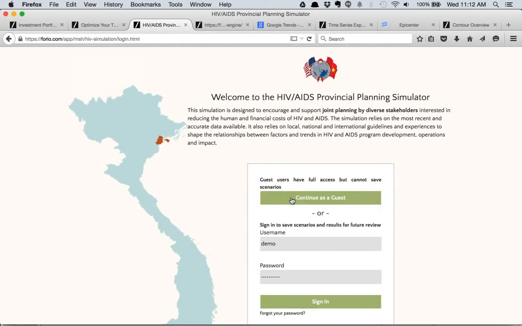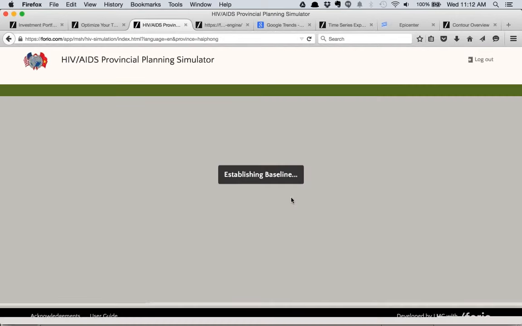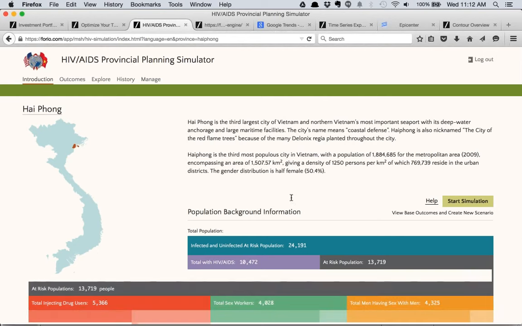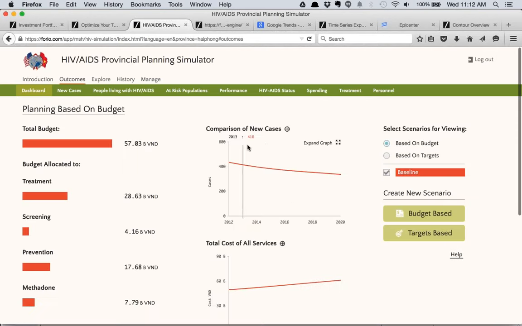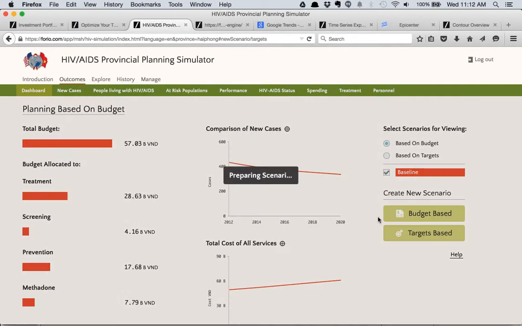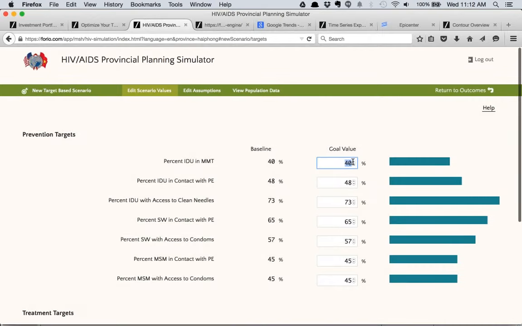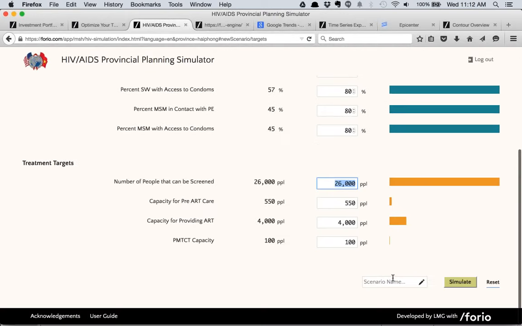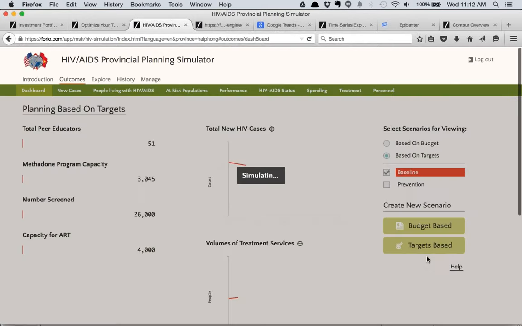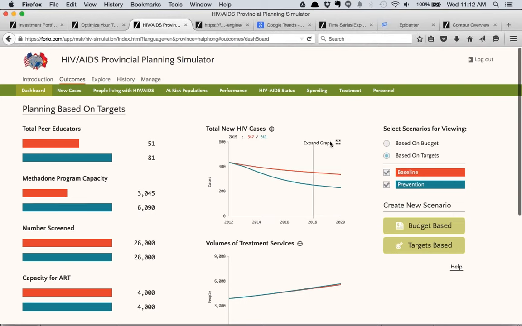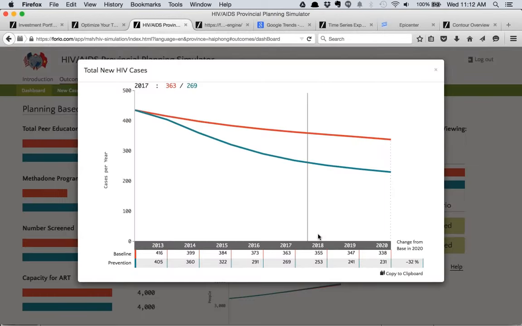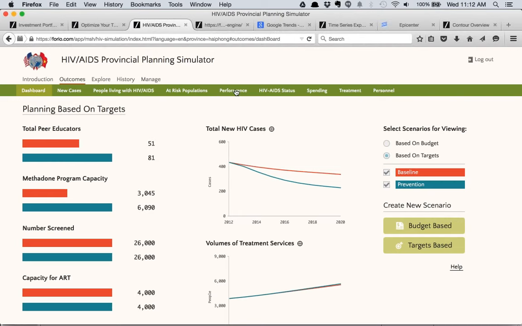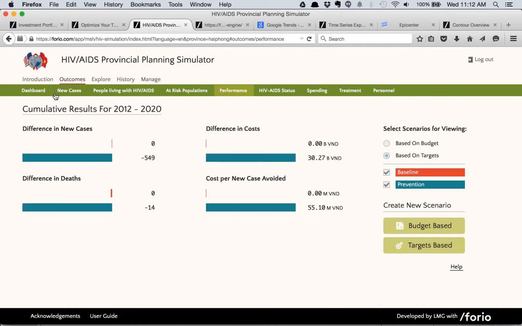I'll go into Haiphong right now as an example. And what this one does is a different style of simulation. What it's doing is looking at new cases, forecasting into the future, and I'm allowed to do some things like make some investments or make some decisions around what I want to focus on. If I focus on, for example, as I'm doing here, broadly on prevention, I can create a scenario. And I can then compare my prevention scenario against my baseline and look at sort of an expanded graph of this and get data out of it, and also compare results across multiple scenarios if I want to.